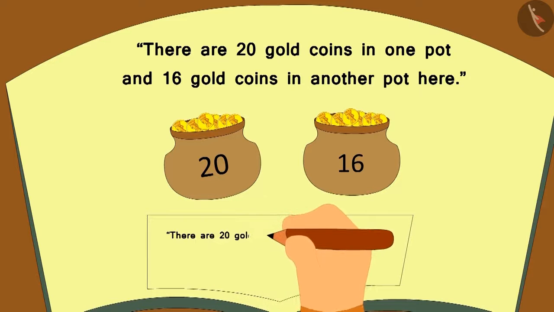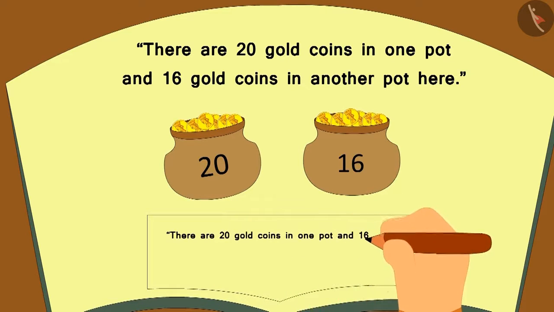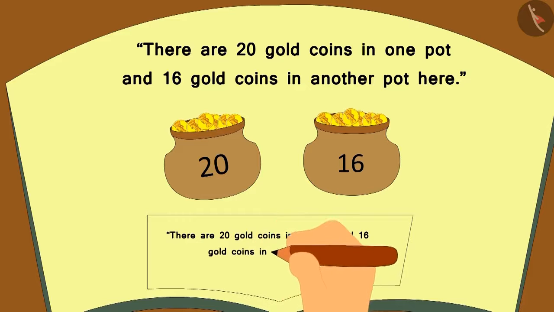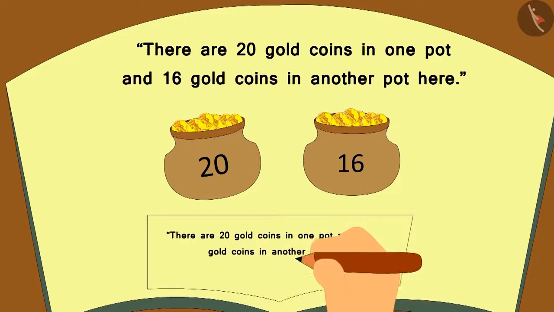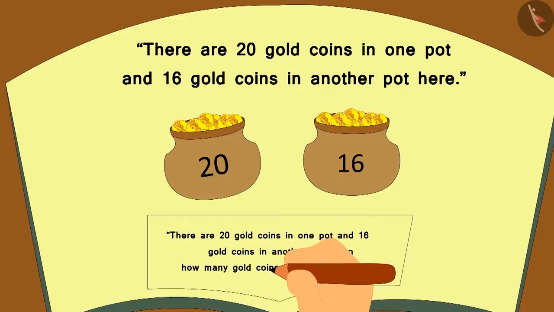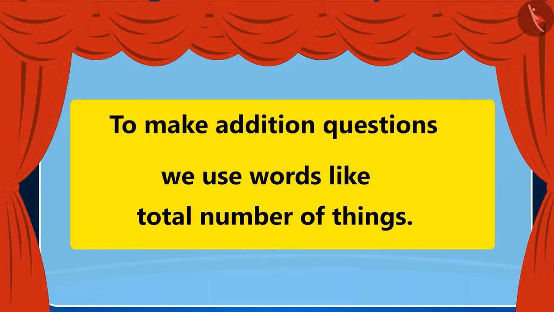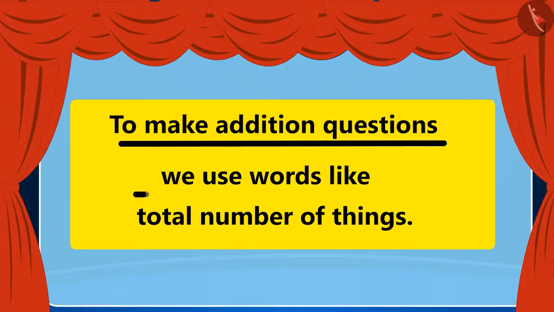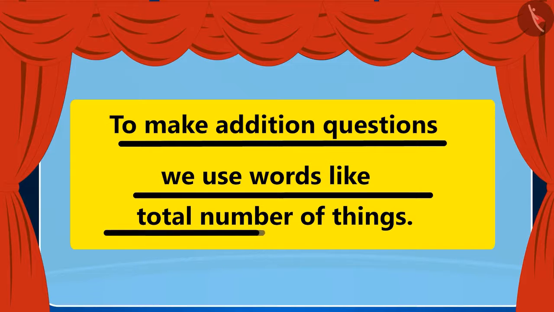After thinking for a while, Chanda wrote down a question there. There are 20 gold coins in one pot and 16 gold coins in another pot. Then how many gold coins are there in total? Chanda has now made a question of addition. Children, we can also make addition questions like Chanda. To make addition questions, we use words like total number of things.